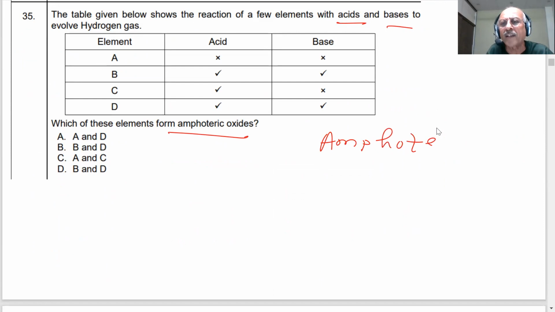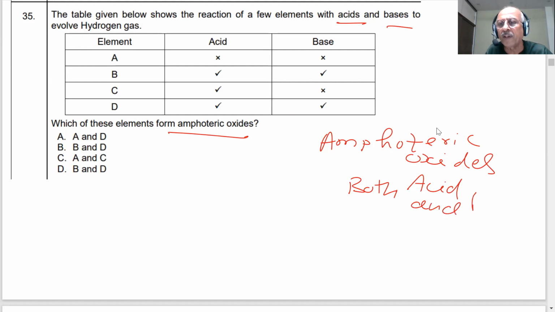What are amphoteric oxides? You know, certain oxides are amphoteric. They can act both as acid and base. You already know the example. Aluminium oxide is amphoteric. Zinc oxide is amphoteric. So they can react with acid and base, and then they will liberate hydrogen gas.